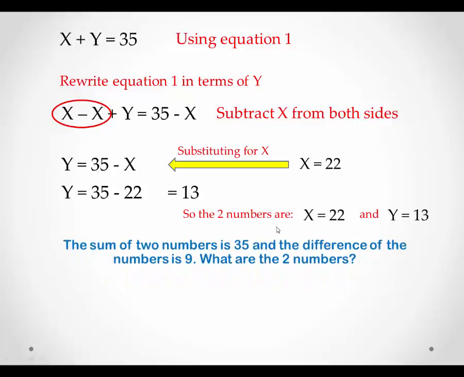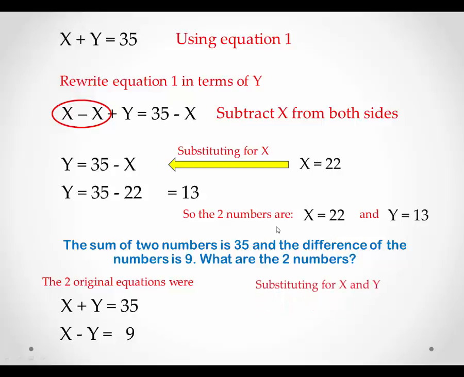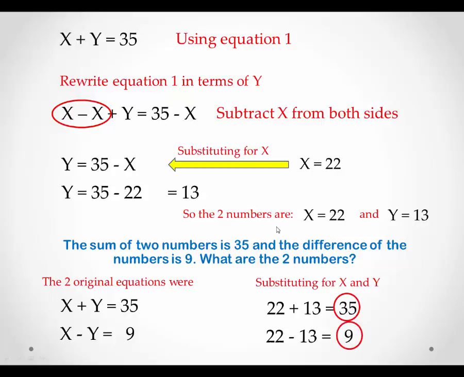So to recap, the sum of two numbers is 35 and the difference of the numbers is 9. What are the numbers? The numbers we know now are 22 and 13. However, we can prove that these are the two numbers by plugging the values that we got into the two original equations. By substituting x and y, we will get the values that we are looking for. So that proves that the two numbers, the two unknowns, are definitely 22 and 13.